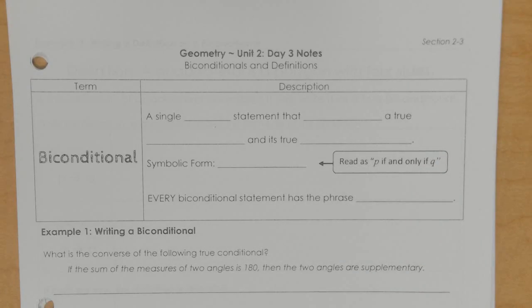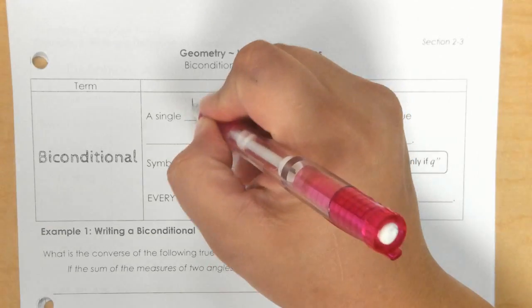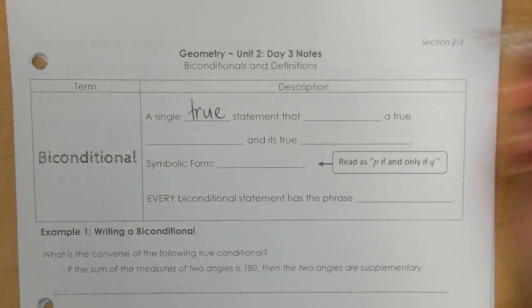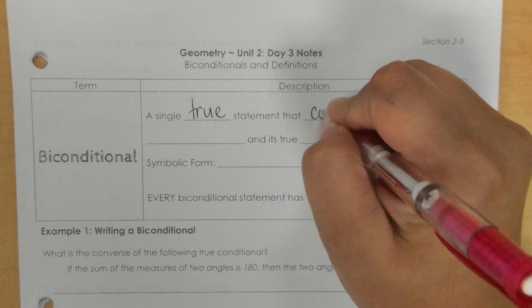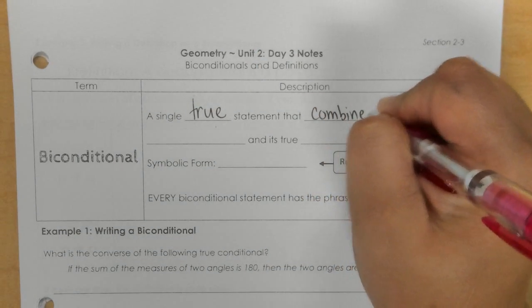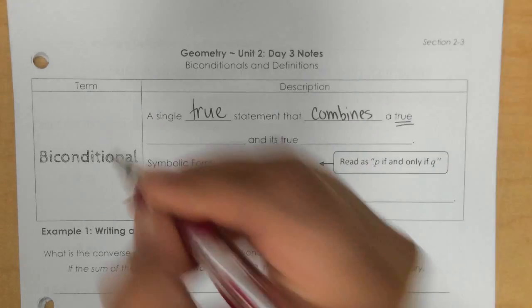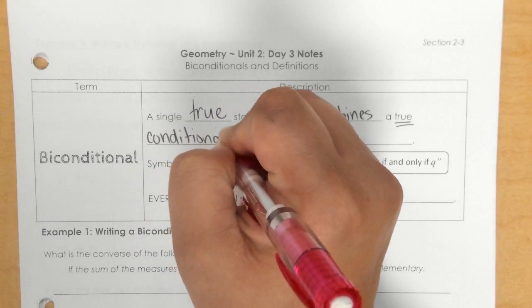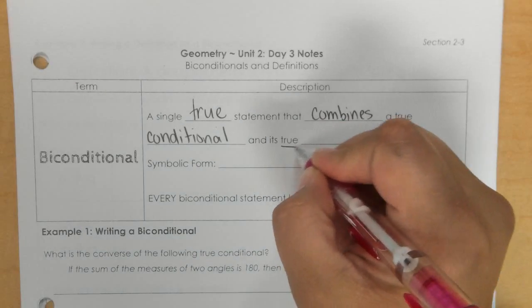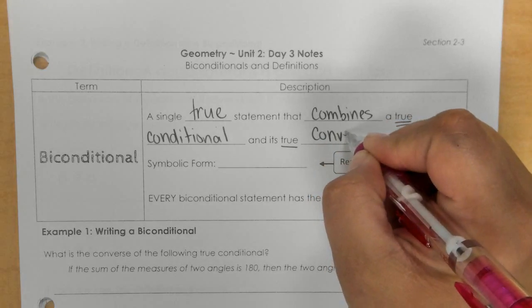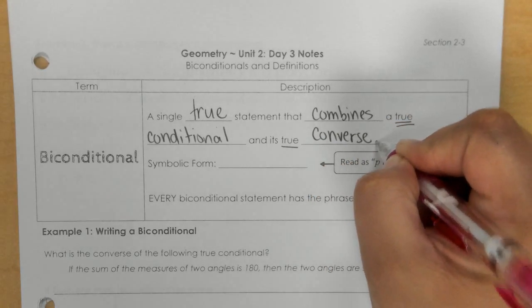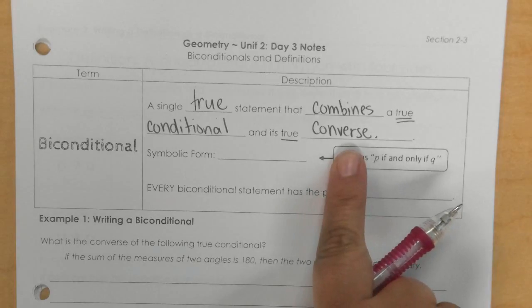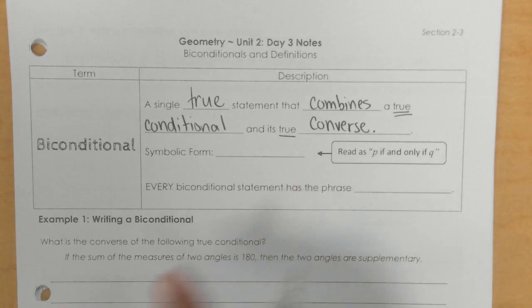So first, biconditional. What is it? A single true statement that combines a true conditional statement and its true converse. So if you were to write an if-then statement and the converse statement was true, they're both true, then it's a biconditional statement.